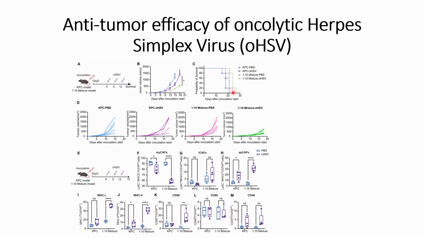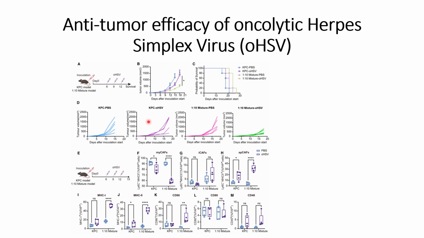So this indicates that even though the oHSV suppresses the tumor volume in the 1:10 mixture model, it does not finally help in increased survival probability. Individual results are shown in panel D, where we can see that for the control, that is KPC tumor with PBS and KPC tumor with oHSV, there is not much significant difference, but there is a slight difference. However, when they check the 1:10 with PBS and 1:10 with oHSV, we can see a significant difference. That is also mentioned in panel B. So this indicates that oHSV works better on the 1:10 mixture model compared to the KPC model.